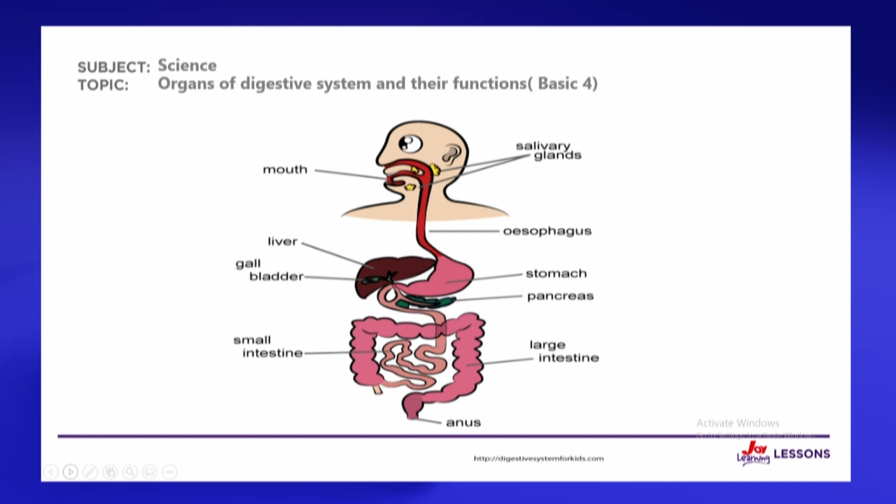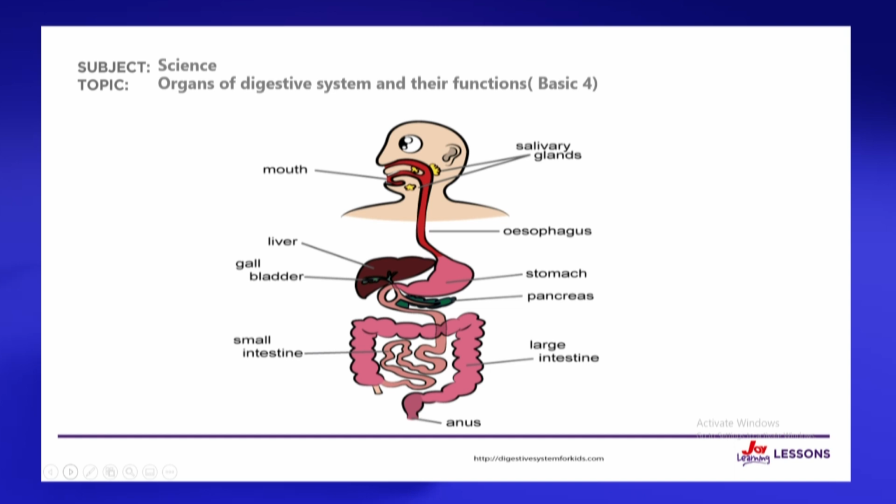We have the liver, stomach, gallbladder. So the liver produces what we call bile, and I said bile helps to break down fat and oil. And it's this bile that is stored in the gallbladder. So we have the stomach, the pancreas. And we said the pancreas produces what? Pancreatic juice that contains these digestive enzymes.